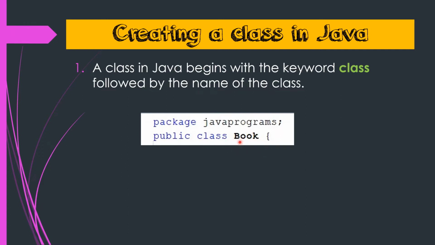Now, why is it so? Basically, whenever we want to create a class in Java, we have to use a keyword which will indicate that a class is going to be created. For this purpose, we begin the class in Java with the keyword class, followed by the name of the class. You can see here we have used the keyword class and after it we have written the name of the class, which is book. This indicates that we are going to create a class in Java and the name of this class is book.